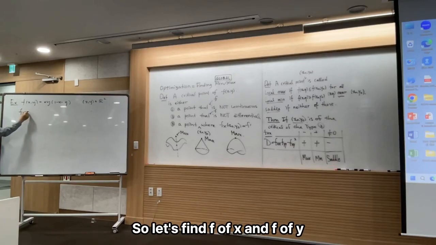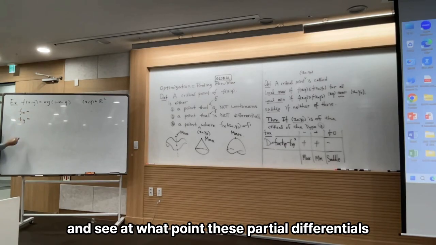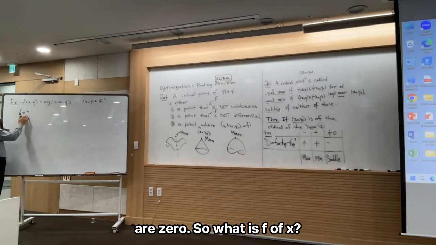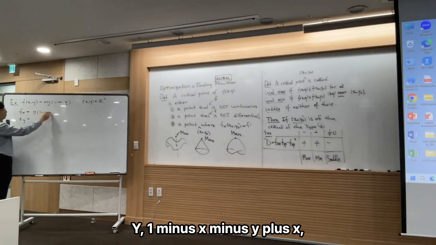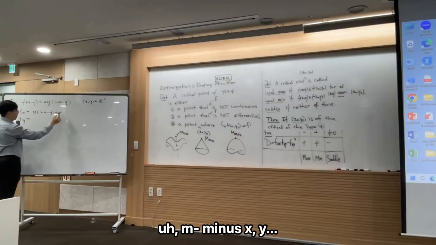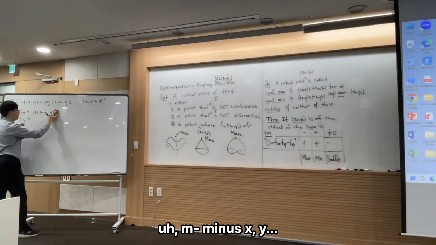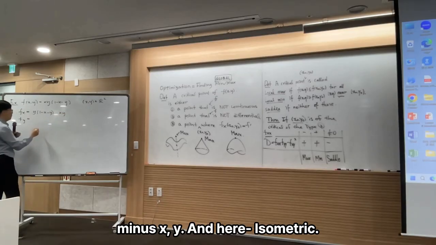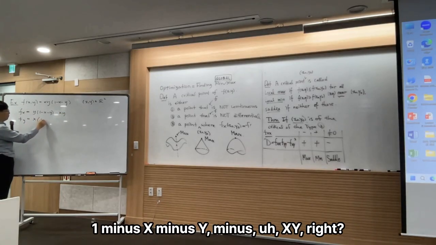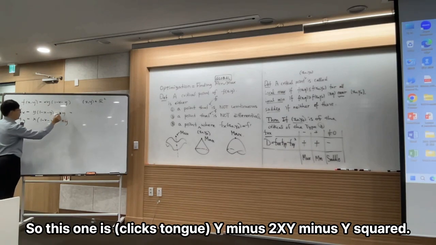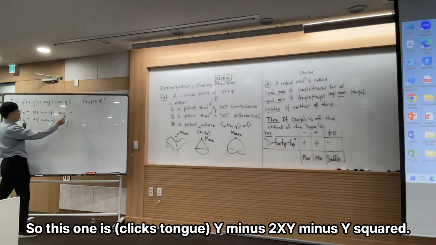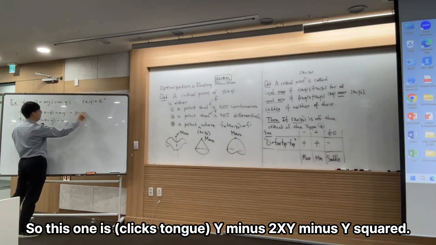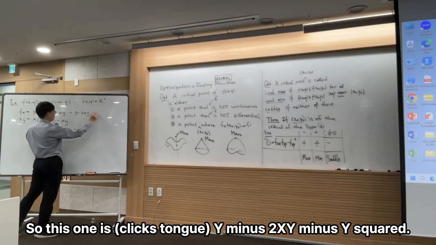So let's find f of x and f of y and see at what point these partial derivatives are 0. So what is f of x? It's y(1 - x - y) + x(-y), which is y minus xy minus y squared minus xy. And here, symmetric: x(1 - x - y) minus xy, right? So this one is y minus 2xy minus y squared.